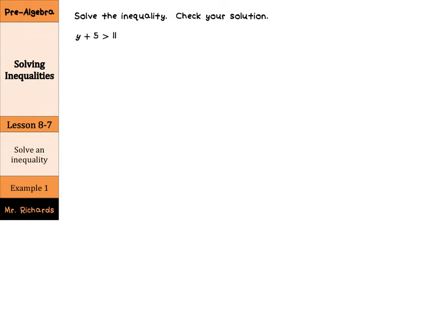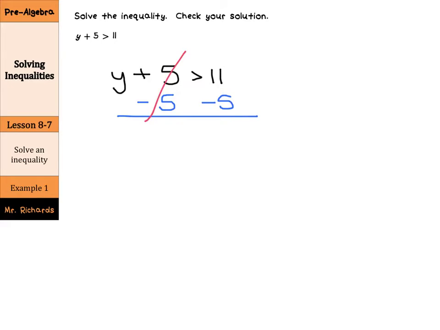So we have y plus 5 is greater than 11. Well, we're going to solve these very similar to how we solve equations. If I have y plus 5 is greater than 11, our first step here is going to be to move this plus 5, so I need to subtract 5 from both sides of my inequality. This cancels out, and I'm left with y is greater than 6.